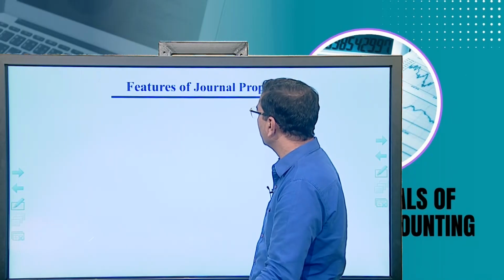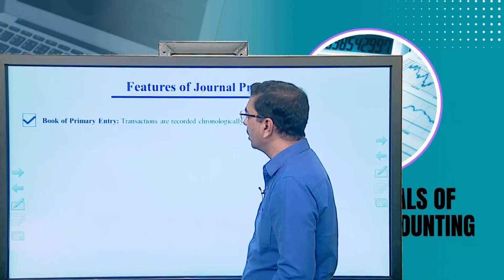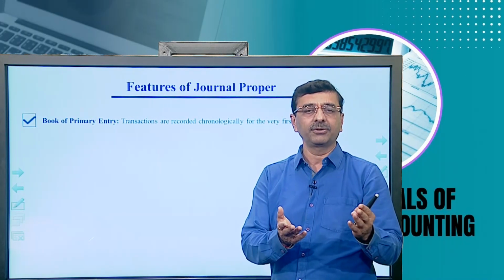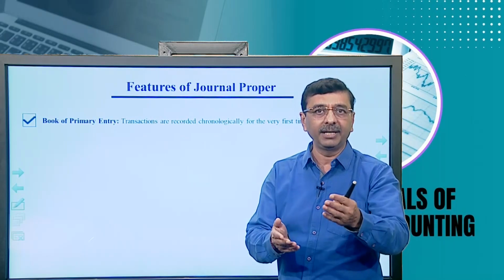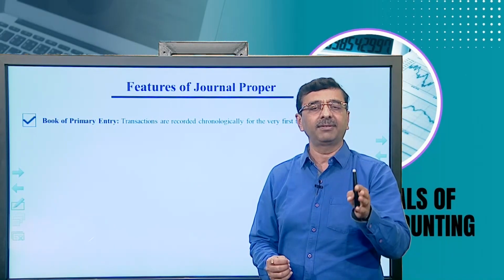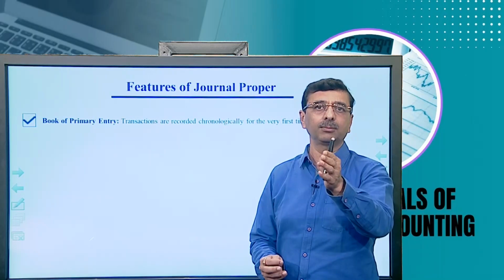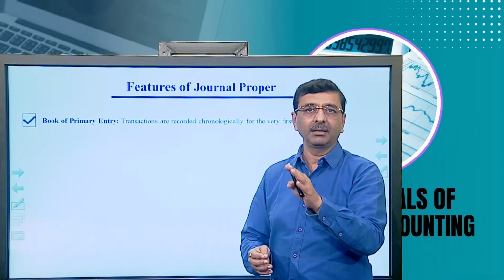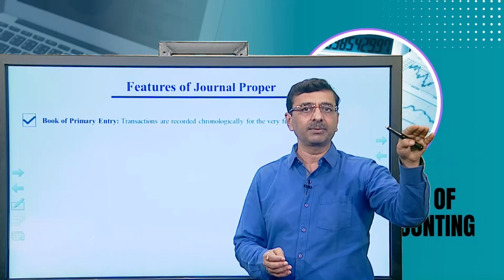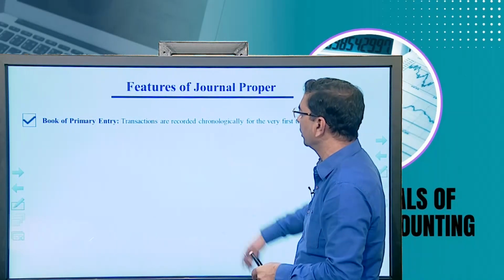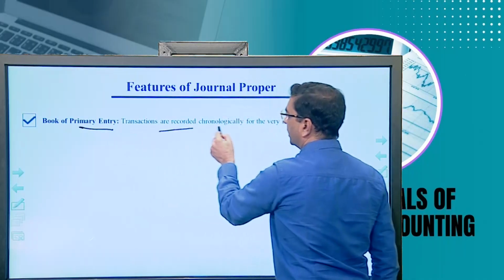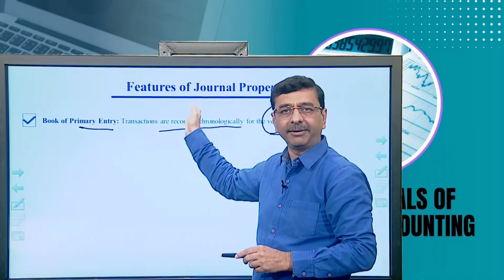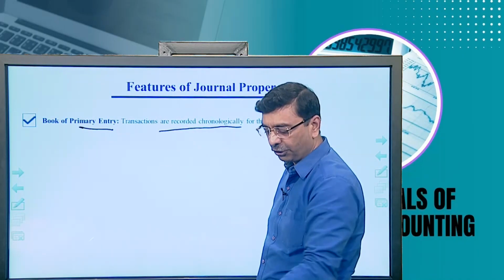Okay. Features of journal proper. First is book of primary entry. It's very simple. Whatever economic transactions take place, we need to identify where to record them. If it is identified that it will be recorded in the purchase book, sales book, cash book for cash transactions, or bank book for bank transactions, it goes there. If you identify that a transaction will not be recorded in any of the subsidiary books, then it will be first entered in this journal proper. So as a book of primary entry, transactions are recorded chronologically for the very first time. This is also a journal entry only, but it is recorded for the first time in this journal proper.